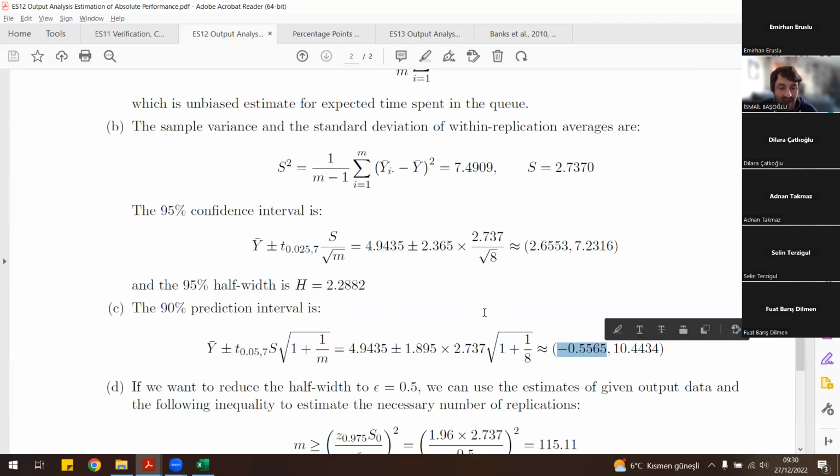I mean, why do we get such a result? First thing is that the MM1Q is not very stable, okay? So calculating a prediction interval for an MM1Q is not very sensible because it's not very stable, but we can calculate a confidence interval for that.